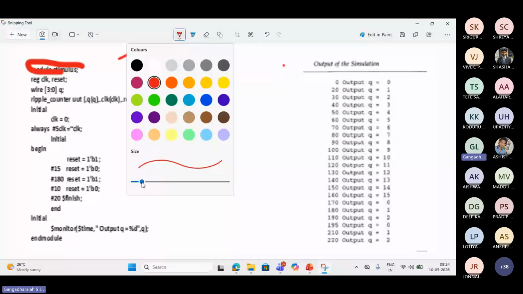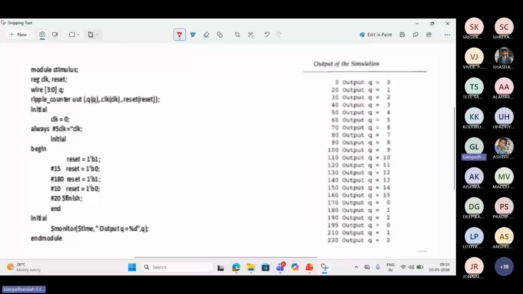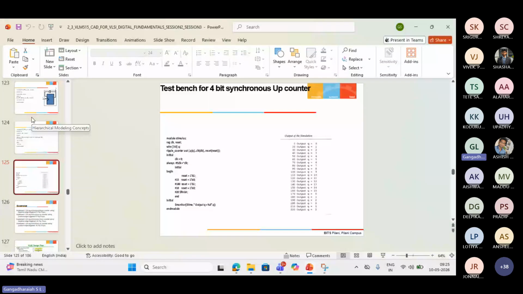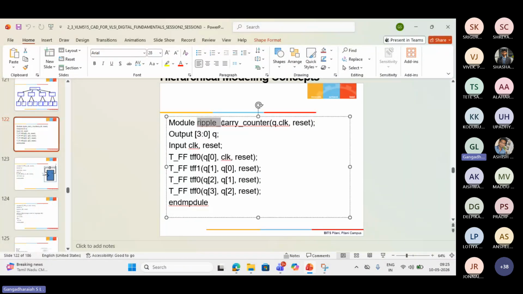Now this is a module stimulus. Now I think clock and reset are inputs in my asynchronous counter, right? Asynchronous counter or ripple counter, yes or no? So this is my ripple counter. What is the name which is being used here? Same name I should use. Here I'll have to use ripple carry counter.